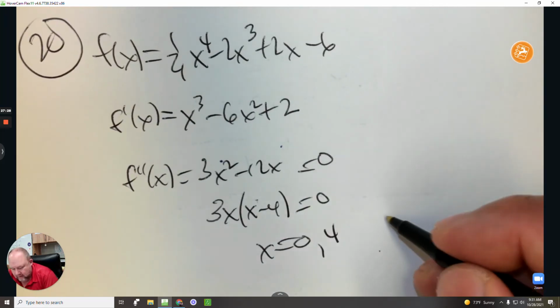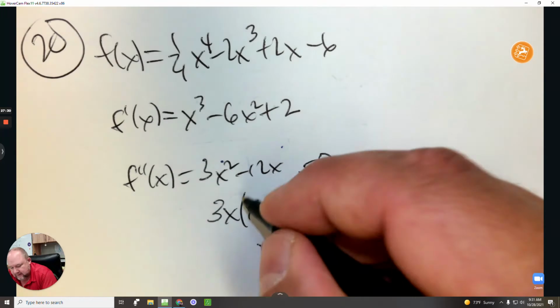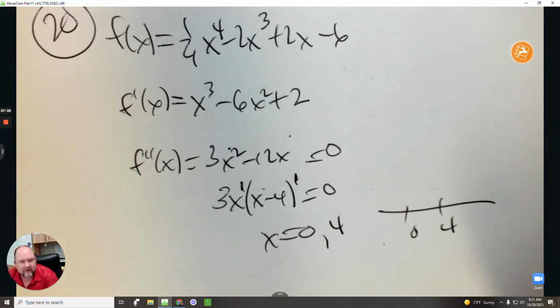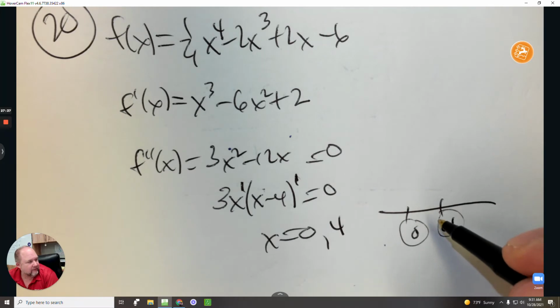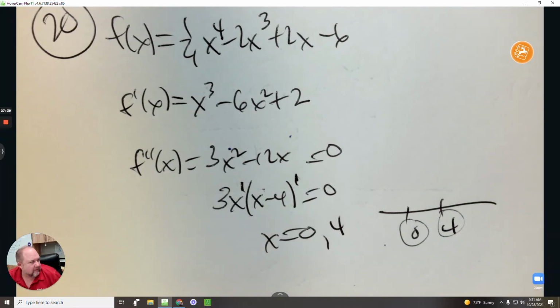So these are odd at 0 and 4. Because these have odd exponents, the signs change at each one. So both of these are x values of points of inflection. Then you just have to plug that into the function to find the y coordinate, because they're asking for the points.